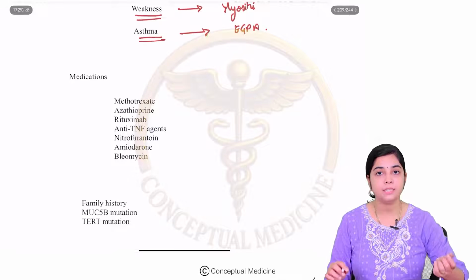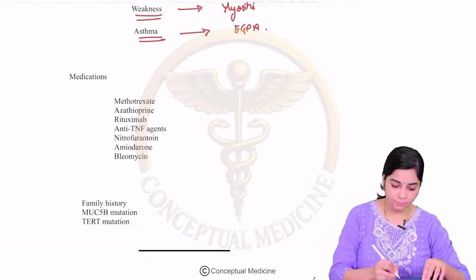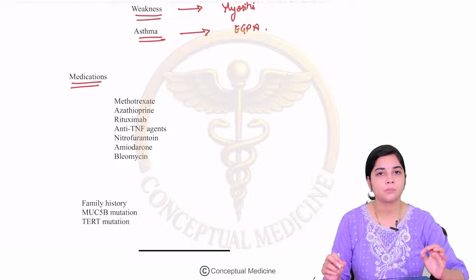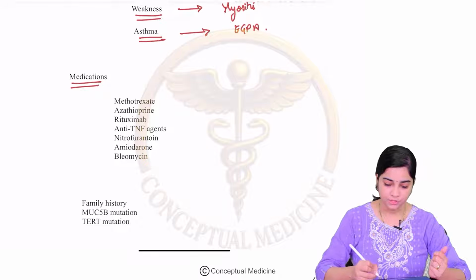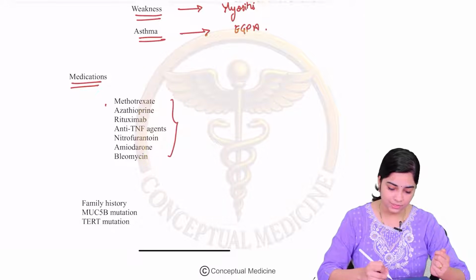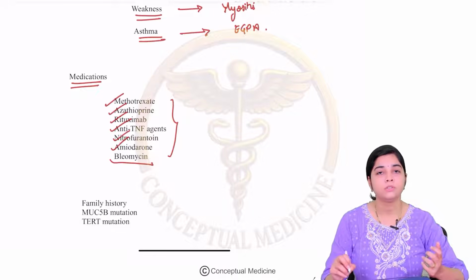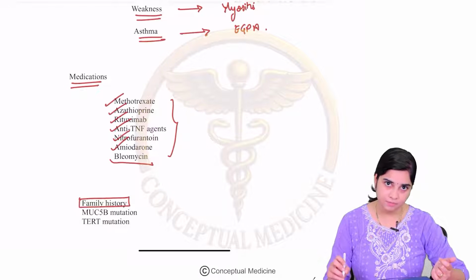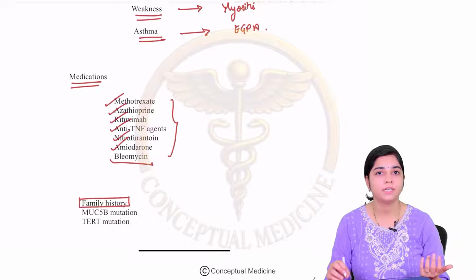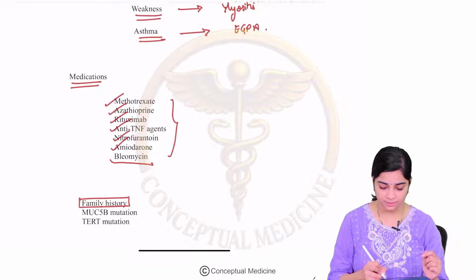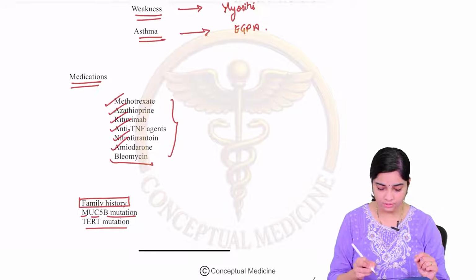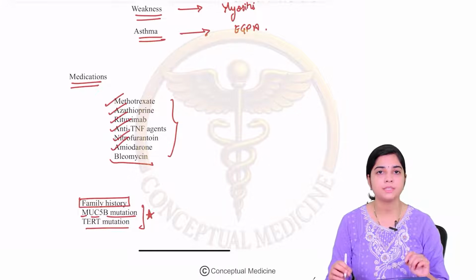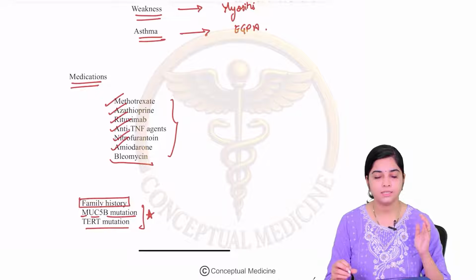Then when we are looking at the history and approach to a patient with ILD, we definitely have to take a detailed history about the medications that they could have been exposed to. So the medications associated with ILD include methotrexate, azathioprine, rituximab, anti-TNF agents, nitrofurantoin, amiodarone, and very, very importantly, your chemotherapeutic agent bleomycin. Right? Then family history of ILD, is it important? Yes, because there are certain forms of ILD which can occur due to certain genetic mutations like your MUC5B mutation or your TERT mutation. So very, very important.